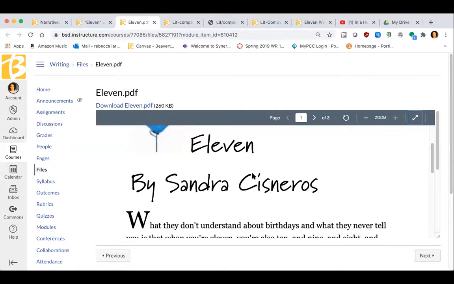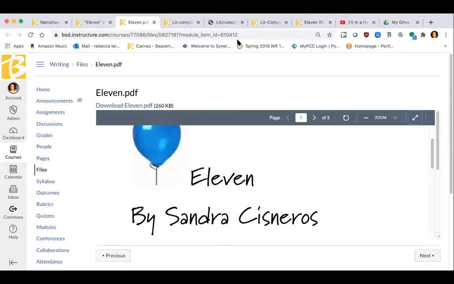Hi, everyone. So we just read the short story "Eleven" by Sandra Cisneros, and now we're going to start thinking about the story and how it's structured, how it's kind of built. And so I want to share my screen with you and talk a little bit about the story arc. So here's the story that we read, "Eleven" by Sandra Cisneros.